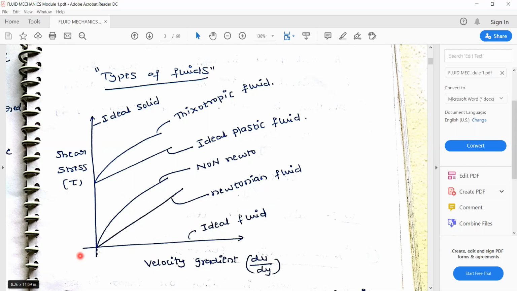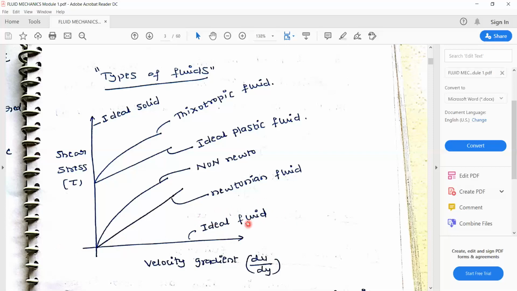Here you can observe there is no shear stress, that means zero shear stress in the case of ideal fluids. Ideal fluids are imaginary because they do not possess any properties of the fluid. For example, whenever a fluid has viscosity, there is definitely resistance when the fluid is flowing. But in this case you can observe zero shear stress. This is not available in nature.